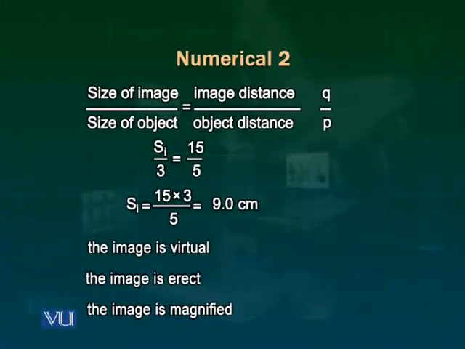Now, what about the size of the image? We in fact use the same relationship of magnification. Magnification is size of image divided by size of object, which is image distance divided by object distance. In this case, we do not put the minus sign here because we are not concerned with the nature of the image or the direction of the image. We are just concerned with the magnitude. So we have size of image divided by 3 is equal to 15 divided by 5, giving us the size of the image is equal to 9 centimeters. So you have a magnified image, which is erect, virtual, and magnified. This is the way in which we apply the lens equation.